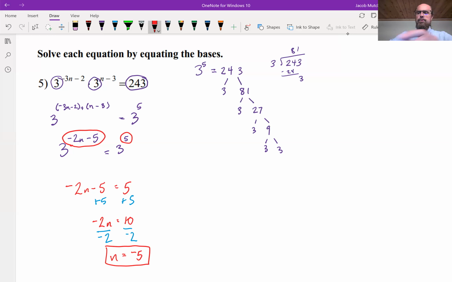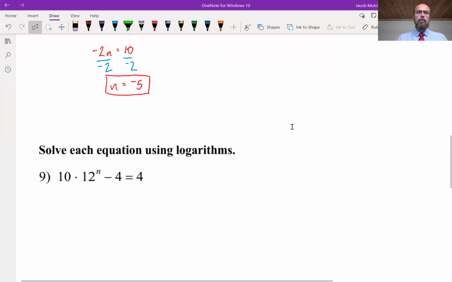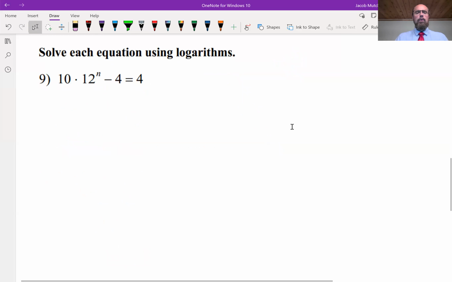Those two examples use that similar strategy of equating the bases. Let's take a look at two examples that don't show that feature. Here I've got the equation 10 times 12 to the power of n minus 4 equals 4. So what I want to do in this case, when I clearly have a lot of pieces moving around, is again isolate the base to a power on the one side. Since I only have one base to a power here, I'm going to isolate 12 to the power of n.